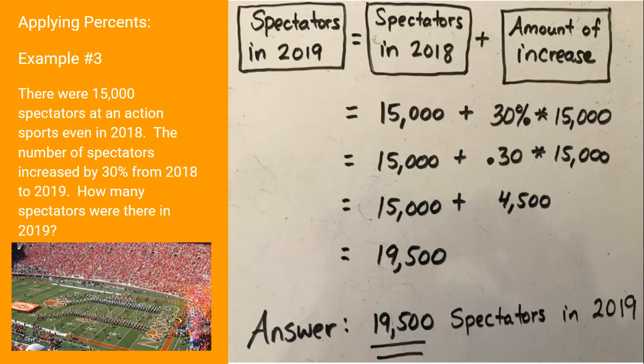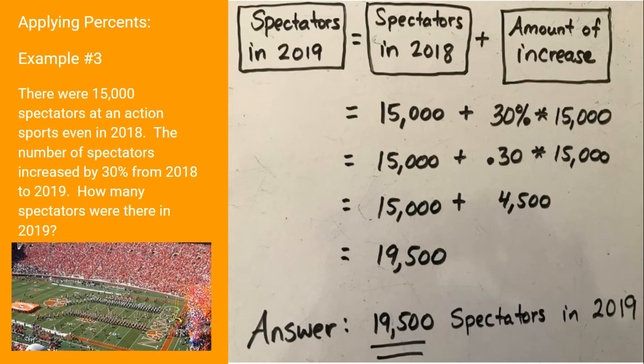So you will look at the three boxes that I have at the top to show you how to figure this out. We're going to apply the use of percent. So the first box shows spectators in 2019. That's what we're looking for. How many people showed up in 2019? So what we're going to do, we're going to take the spectators in 2018 and we're going to add it to the amount of increase.